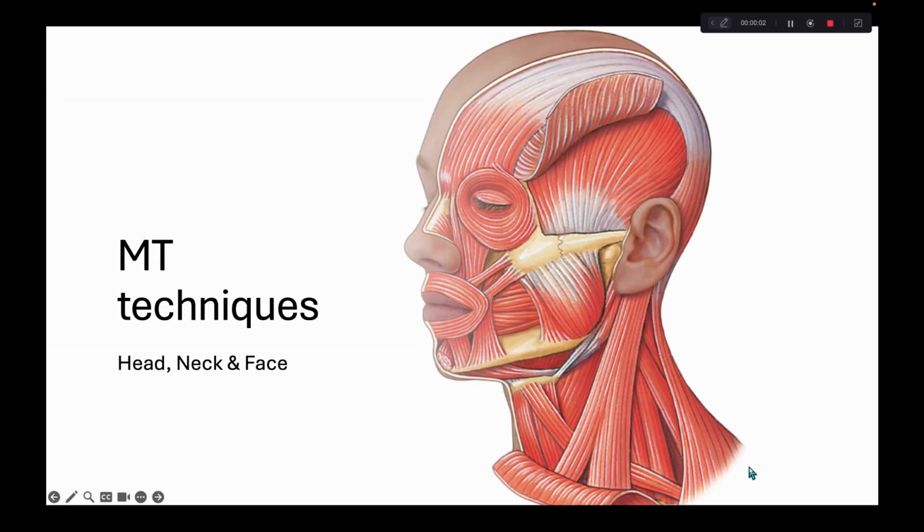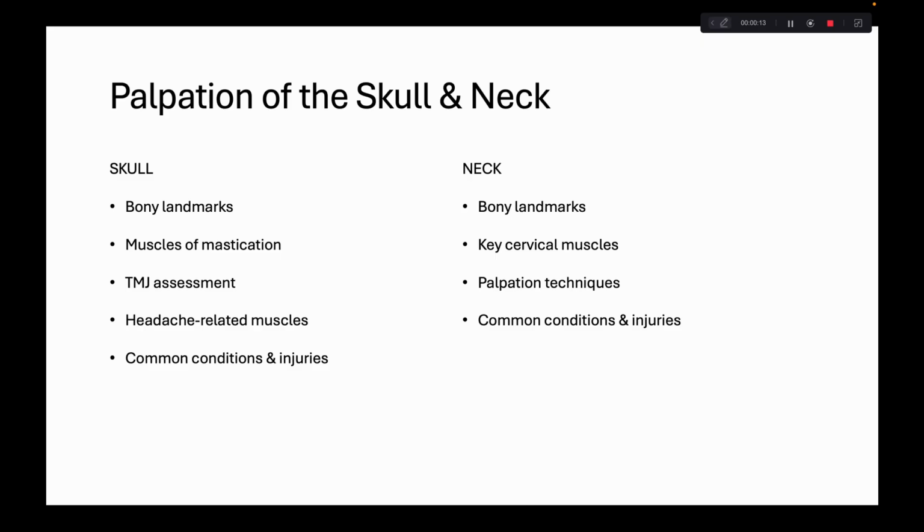Welcome to the lecture version of the massage therapy techniques. We're going over head, neck, and face. So when we do the lab together, we're going to palpate the skull and the neck and kind of feel around for some bony landmarks.